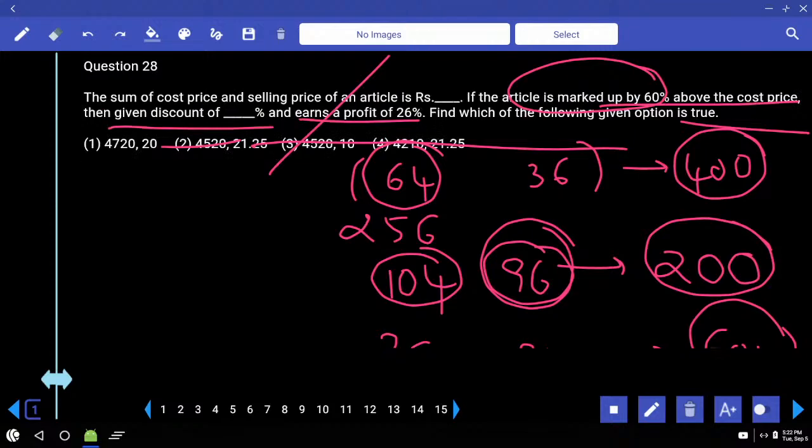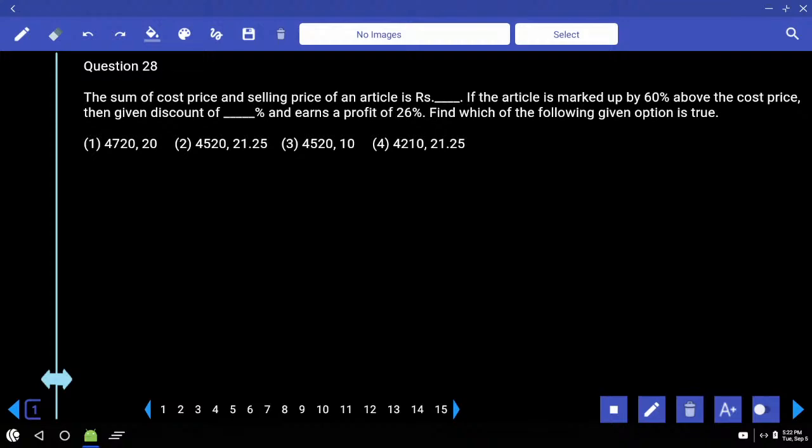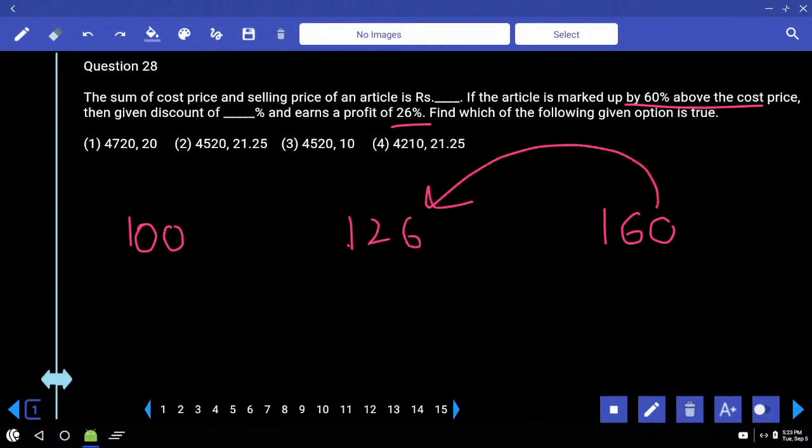The sum of cost price and selling price of an article is rupees. If the article is marked up by 60% above the cost price, then given a discount of dash percentage and earns a profit of 26%. Find which of the following given options is true. For example, if the cost price is 100 rupees, marked up 60% means 160. Profit is 26% means it is sold for 126. What is the discount given? 34 rupees on 160. Understood or not?